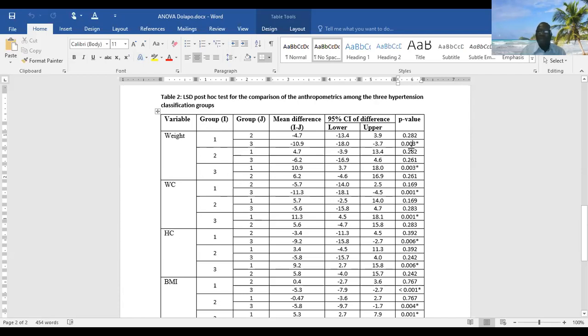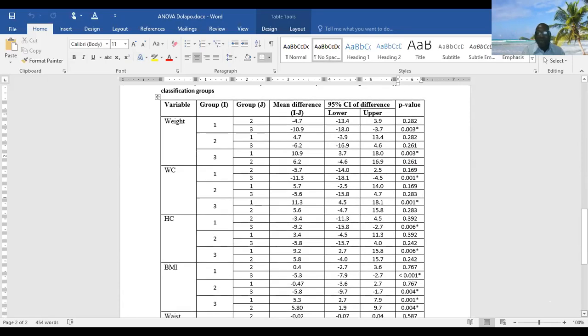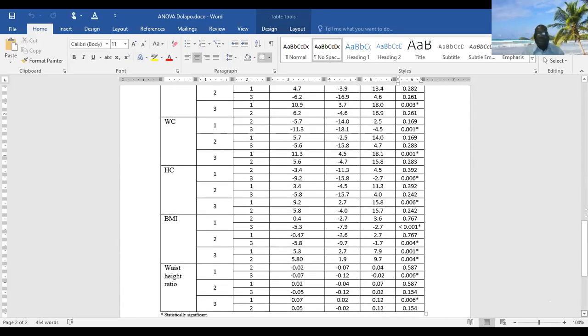Look at the p-value. It shows that the difference lies between group one and group three. That's where the difference lies. For weight, the same thing for almost all of them: it's between group one and three. Except BMI, where there is a difference between one and three, and there's also a difference between two and three. So for BMI, the difference lies in two as well, but the rest is between one and three.